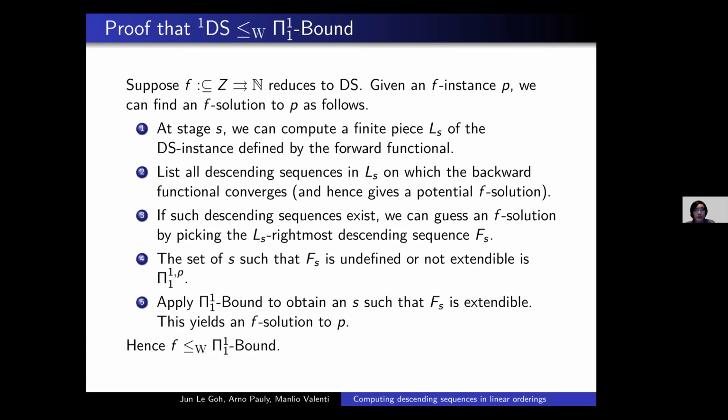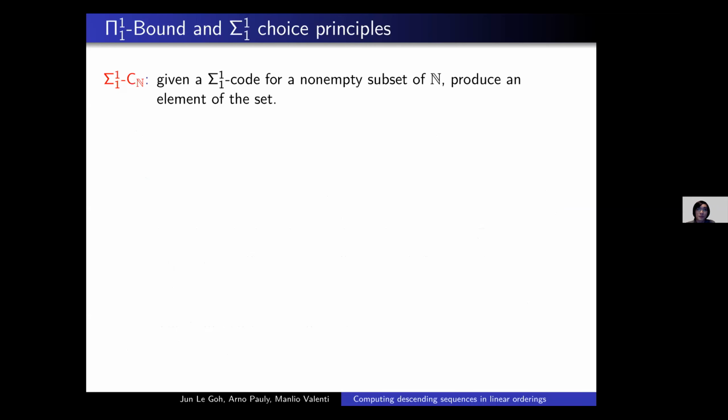Now I want to talk a little bit more about power 1 bound itself, because it has been studied by other people. Power 1 bound can be thought of as a sigma 1 choice principle. So this is one of the sigma 1 choice principles for the natural numbers. We are given a sigma 1 code for a non-empty subset of N, and we are asked to choose an element of this sigma 1 set.